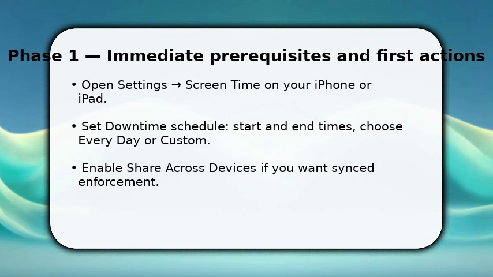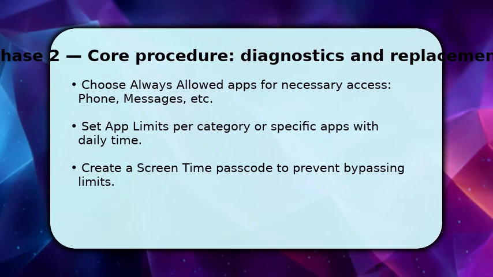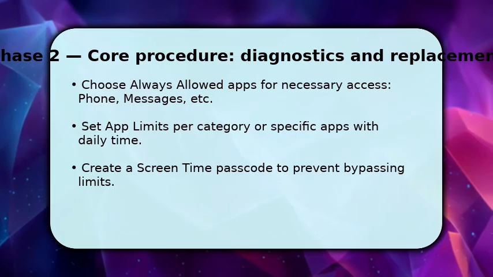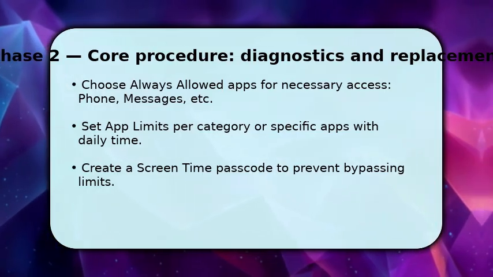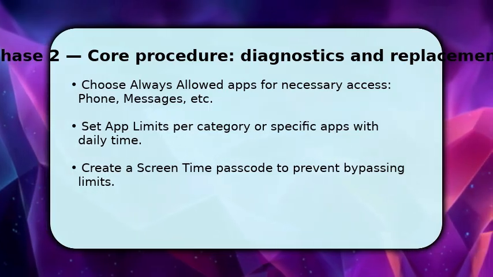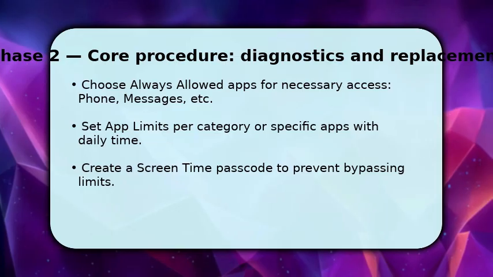Next, customize what stays available during downtime. You choose Always Allowed apps, for example phone or messages, so essentials remain. Then add app limits by category or individual apps, specifying daily minutes or hours. This controls daytime overuse as well.